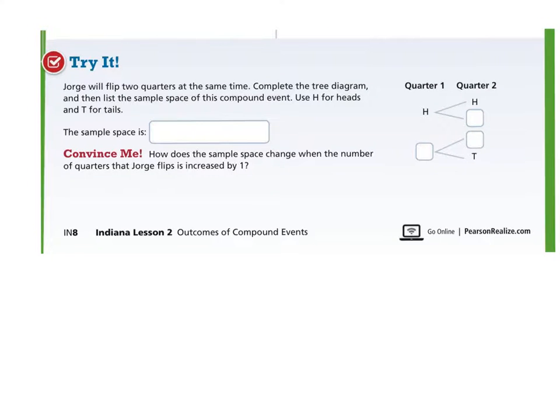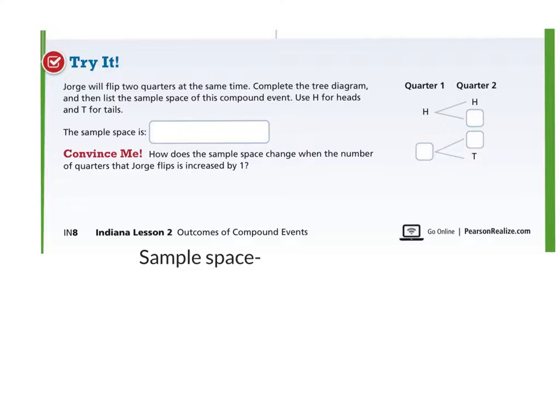On the try it, Jorge will flip 2 quarters at the same time. Complete the tree diagram, and then list the sample space for this compound event. Use H for heads and T for tails. Okay, so they talked about doing a sample space, and we haven't really talked about that yet. So let's get a definition here for sample space.